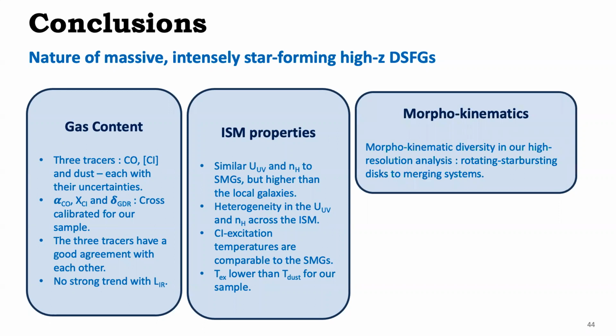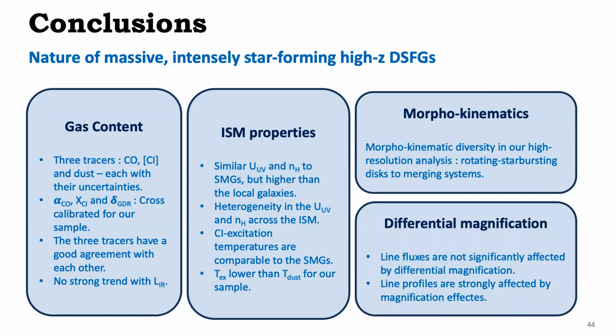Moving to higher resolution analysis, in a sample of just 3 galaxies, we were able to find a morphokinematical diversity from rotating starbursting disks to merging systems. So if we push such an analysis to a larger sample, we could potentially understand the dominant morphologies at these redshifts. And in this sample, we did not find strong effects of differential magnification on the line fluxes, but the line profile seemed to be affected by magnification. Thank you.